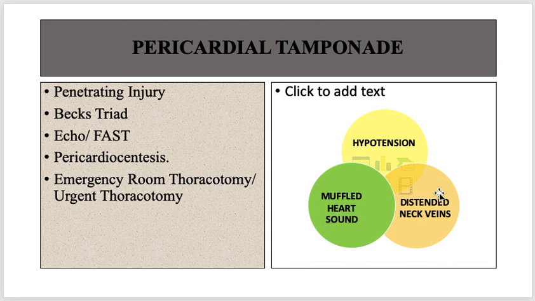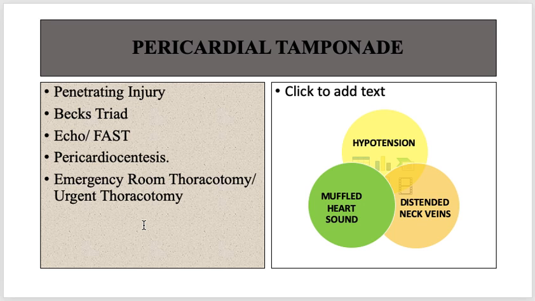Then, for example, the patient can present with pericardial tamponade. So what is that? Again, when fluid starts collecting in the pericardium, the pericardial space. So in penetrating injuries, this is called Beck's triad. Beck's triad is hypotension, muffled heart sounds, and distended neck veins. When these three things are present, we call it Beck's triad. They point towards the patient having cardiac tamponade or pericardial tamponade, right?